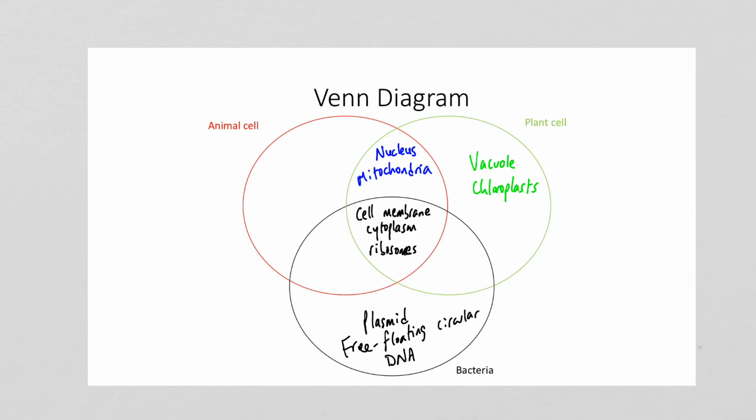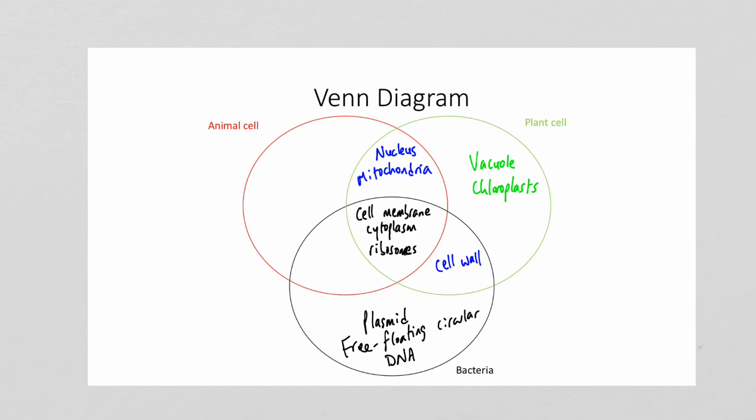Last but not least, the plant cell and the bacteria share something that the animal cell doesn't have, and that is the cell wall, although they are made out of different materials, so they are different. Okay. Hopefully your Venn diagram, if you drew one, looks similar to that, maybe a little bit neater than mine.